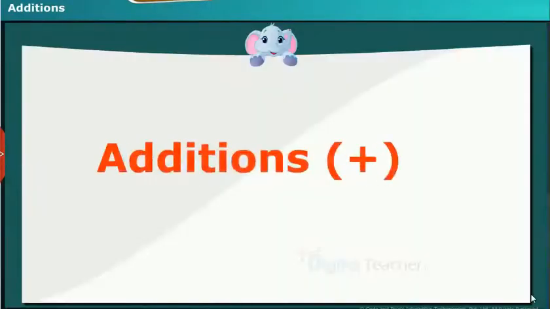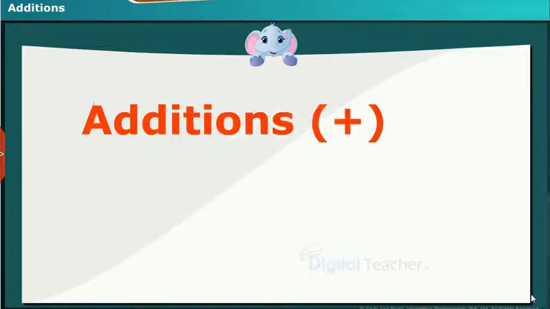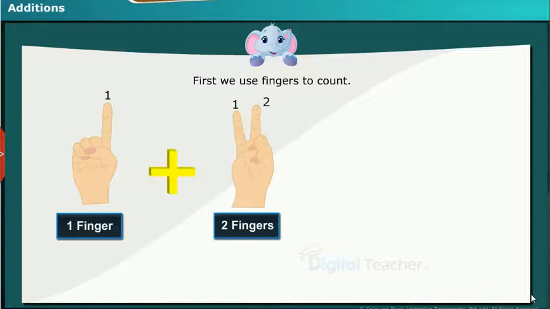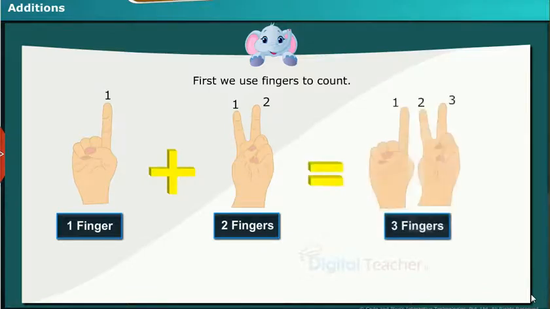Additions. Now, we will learn about the addition of numbers. Addition is putting two or more things together. Addition of any numbers can be done with the help of the symbol plus. First, we use fingers to count. 1 finger plus 2 fingers equal to 3 fingers.